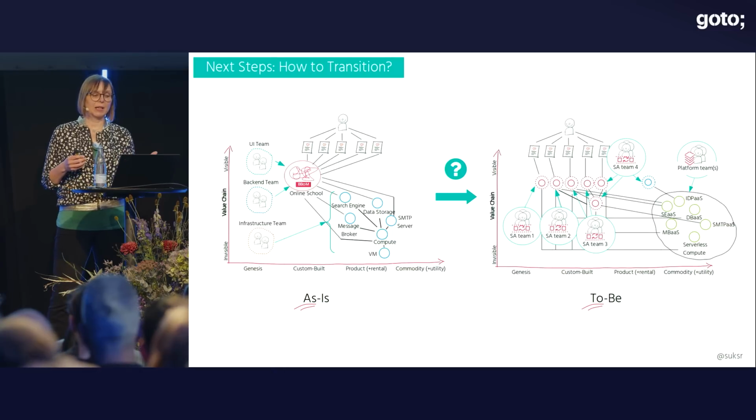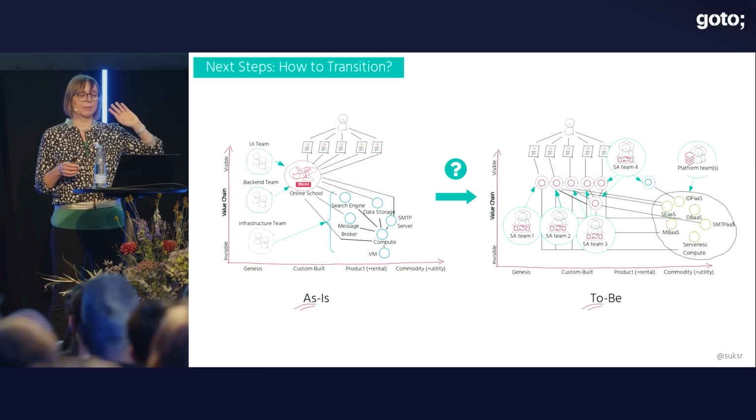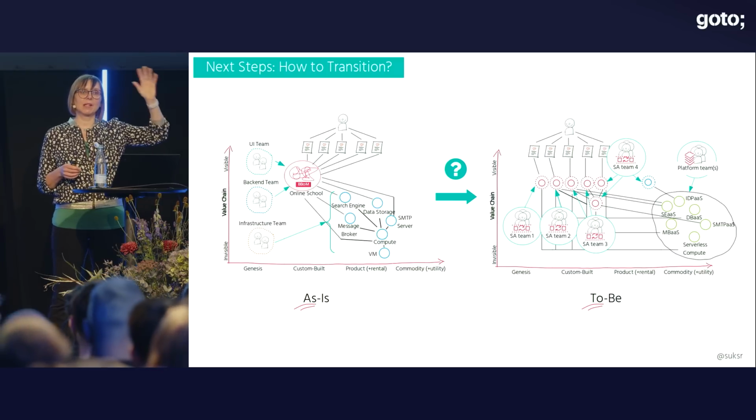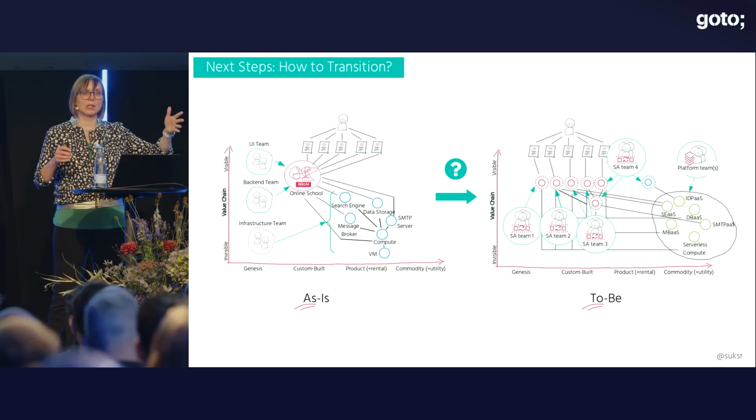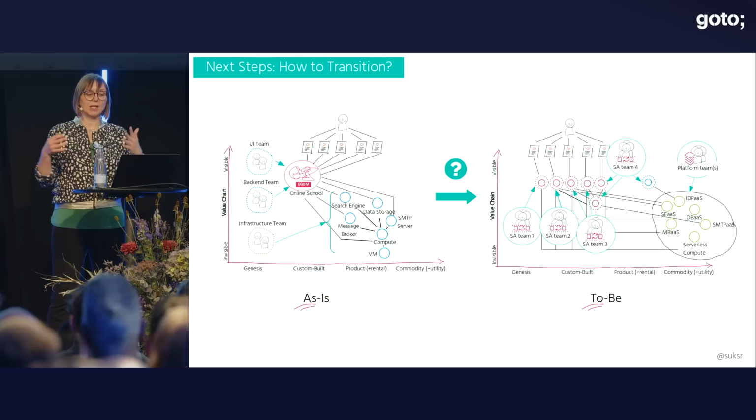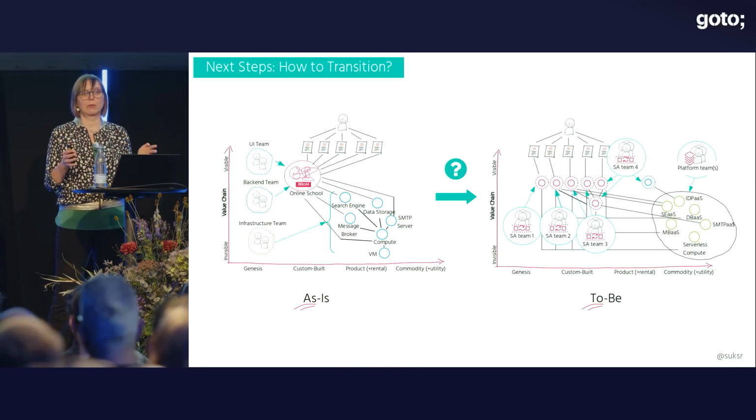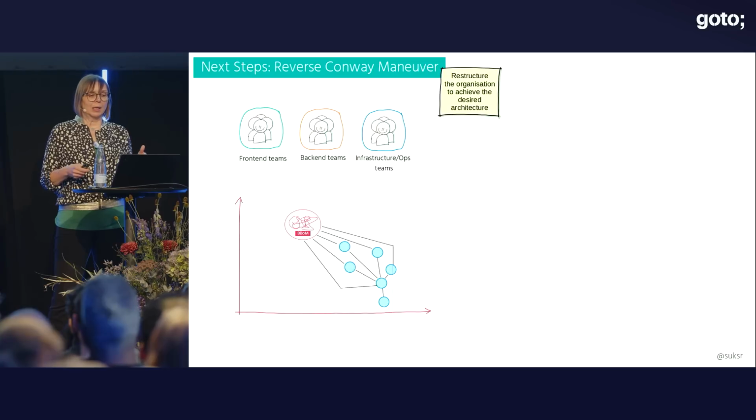But after having assessed the current as-is situation and envisioned the future to-be situation, the next step would be addressing the transition itself. So that's where the Architecture for Flow canvas stops. But we can also then get some next steps, how to transition from as-is to to-be. And we can transition with a first team approach, the reverse Conway maneuver, as one example.